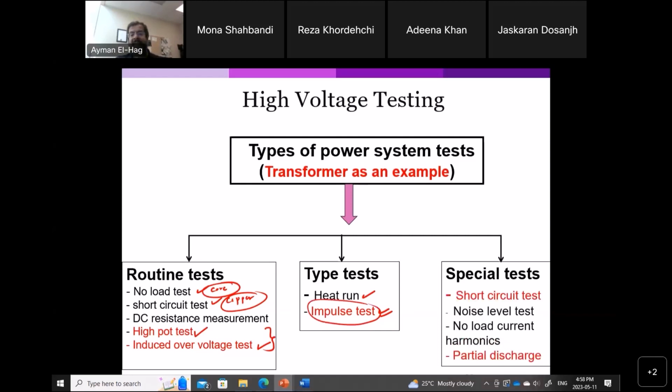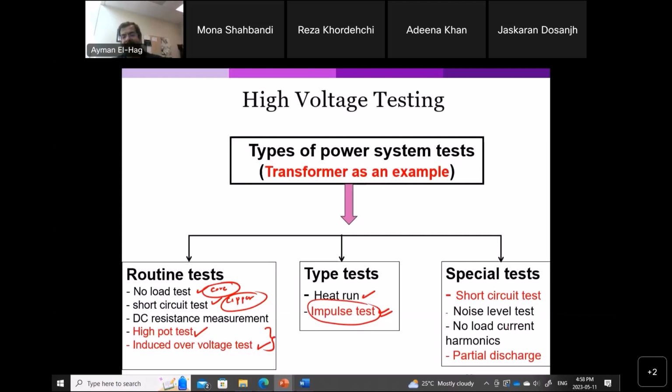For the special test, there is the short circuit test. Now this short circuit test is different from the earlier short circuit test. In that test, we apply a reduced voltage to allow the rated current to pass through the transformer when its secondary is basically short-circuited. So we apply only 4 to 6% of the voltage. We just allow the rated current.